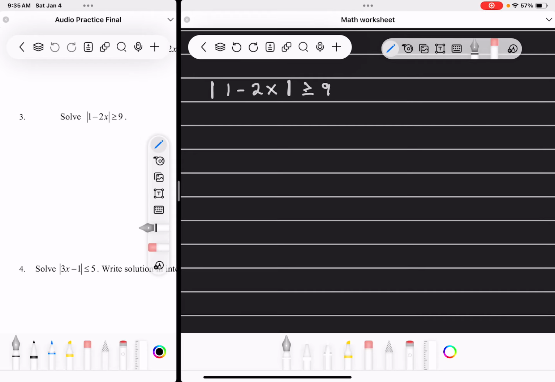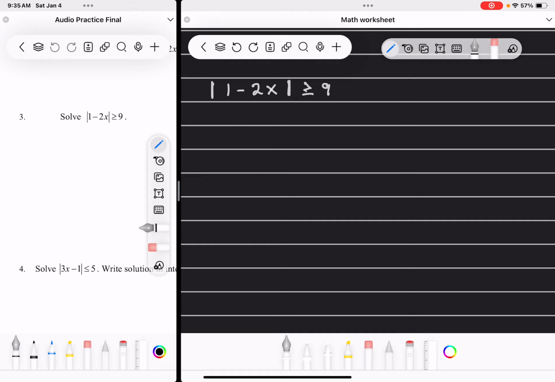This is question 3 for the practice final. In this case, we have an inequality and an absolute. So the first thing we're going to check is that an absolute is a positive, and a positive is greater than a positive, or greater than or equal to a positive. This is possible, so we're going to go ahead and move forward with the question. You always want to check that just in case you can stop early.